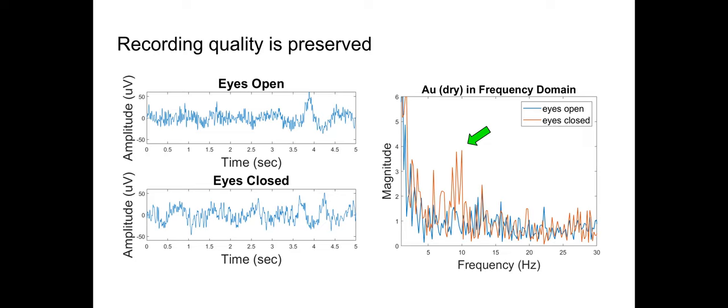around 10 hertz. So if you see that large spike in the orange plot in the frequency domain, that's an indication that this system and this setup is working pretty well. You can see a slight difference in the time domain. It's a little bit more difficult, but when the eyes are open, you can see that there's higher frequency components. And then when the eyes are closed, the frequencies are a bit lower.